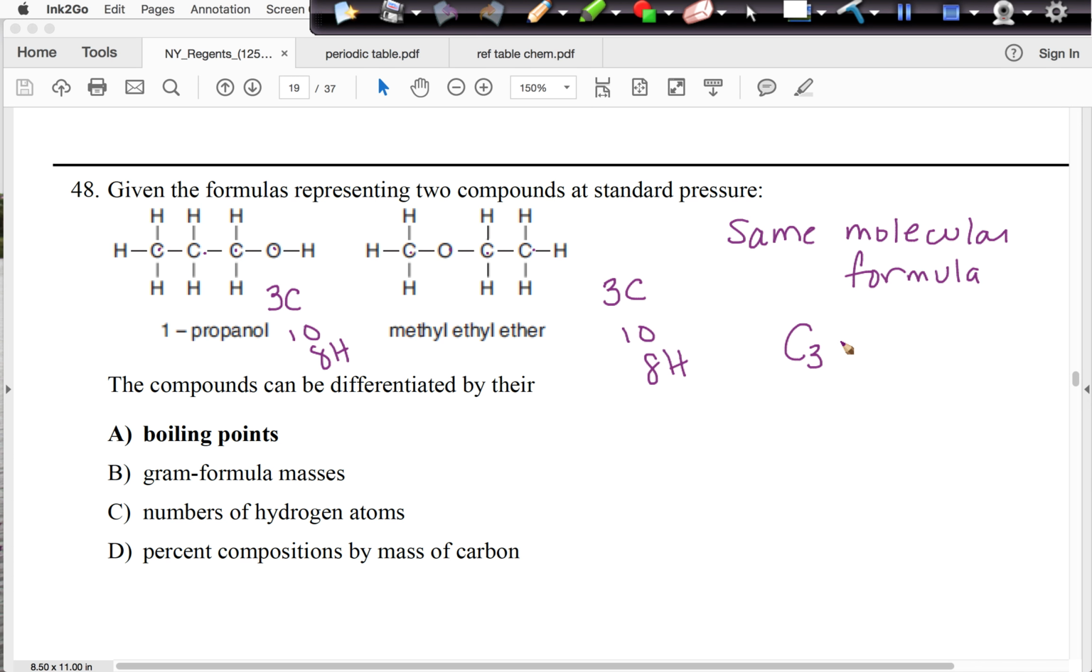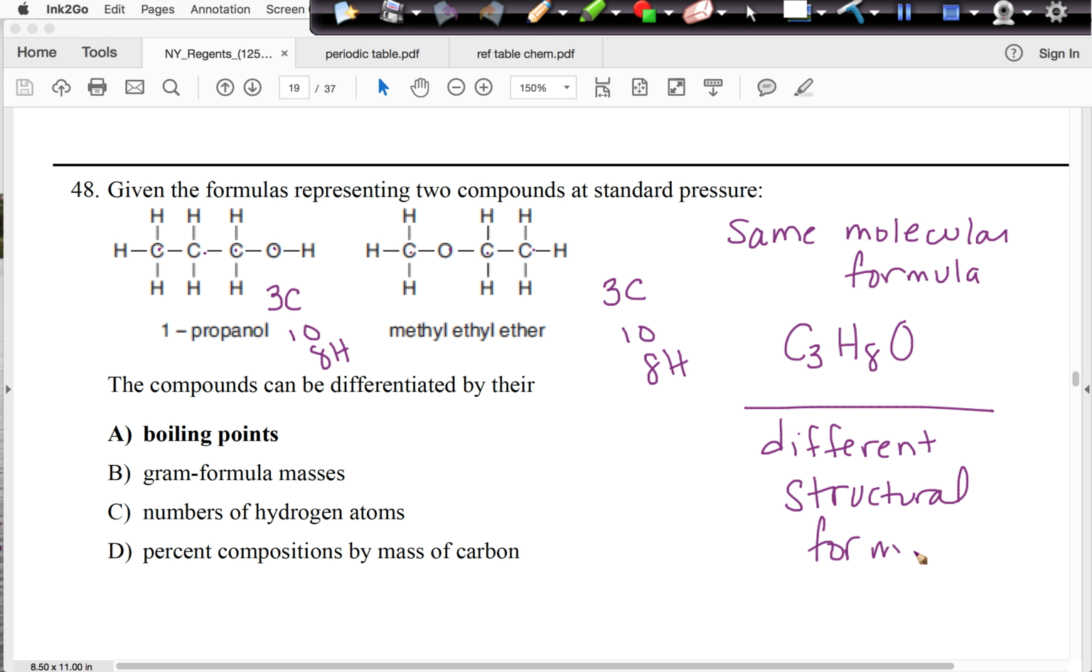They have C3H8O1, but they have different structural formulas. And anytime you have the same molecular formula but different structural formulas, they are isomers. So they are isomers, but they have the same number of hydrogen atoms, the same gram formula mass because they have the same formula, and the same formula will give them the same percent composition by mass of carbon.